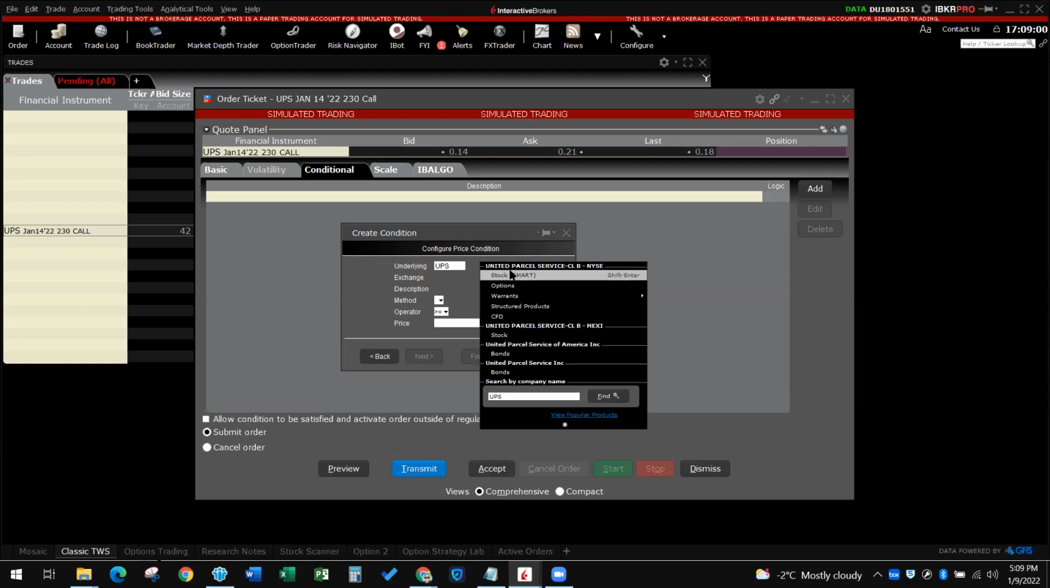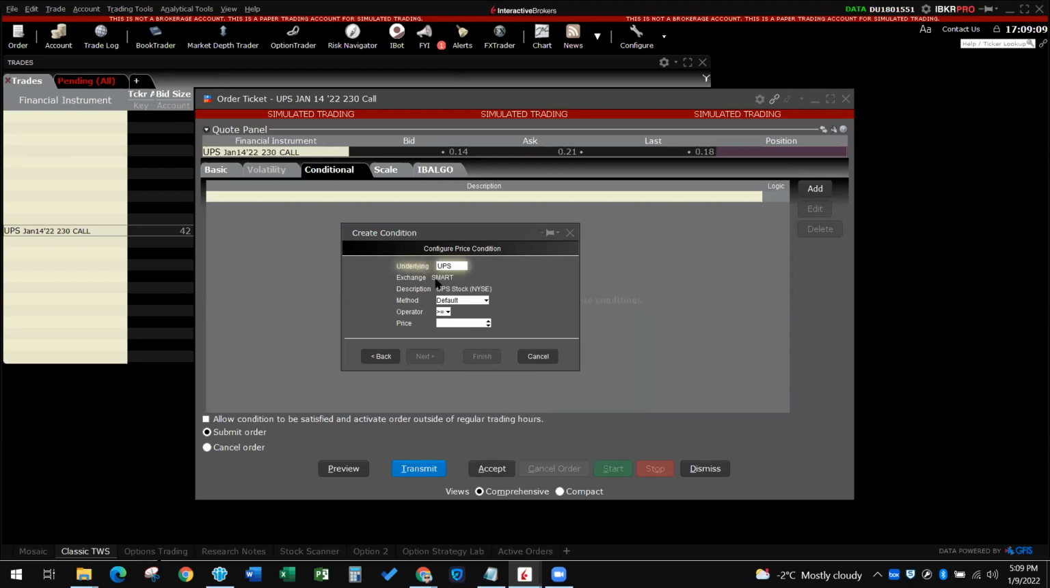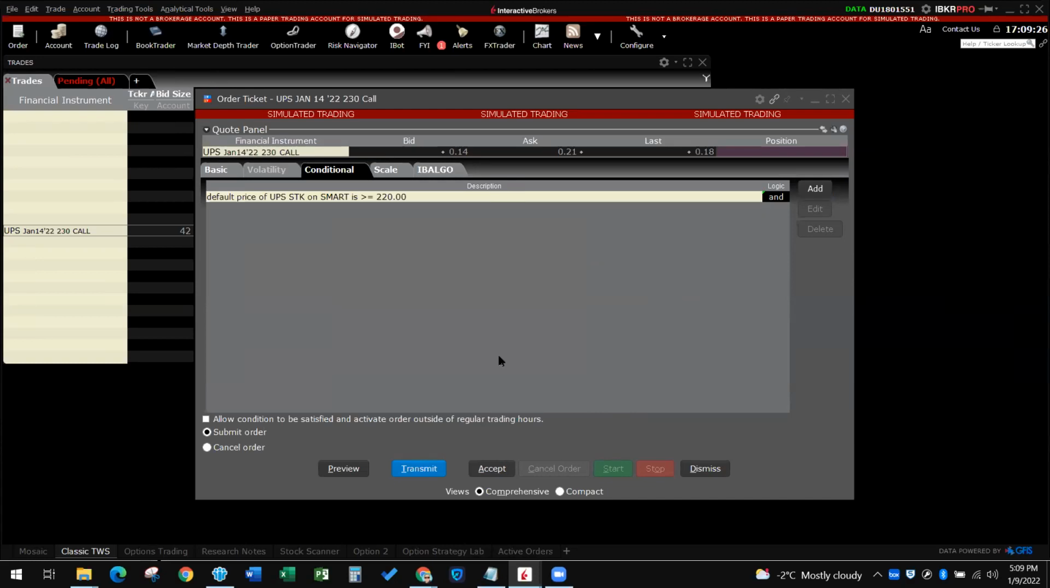When you enter UPS, it gives you some options. You should choose the first item, stock. Okay, now I have UPS here. Now I want to say if the price goes above 220, the operator is bigger than. I choose this operator and I enter the price, 220. Okay, then finish. Now, if the UPS stock price is bigger or equal to 220, this condition is added to my order.